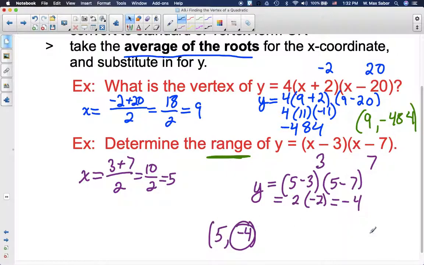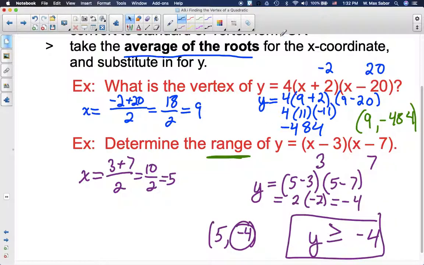That y-coordinate is negative 4, and we're going to compare y to negative 4. Because a is positive, we're going to say y is greater than or equal to negative 4. That's how we find vertex, axis of symmetry, and range.